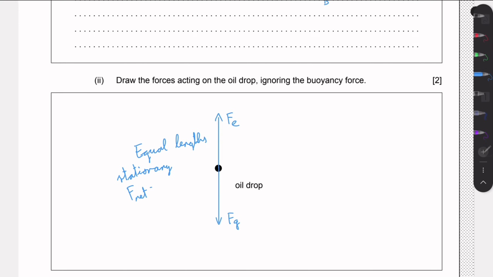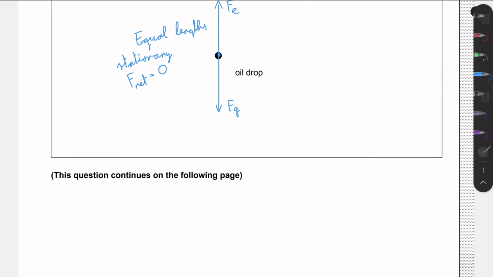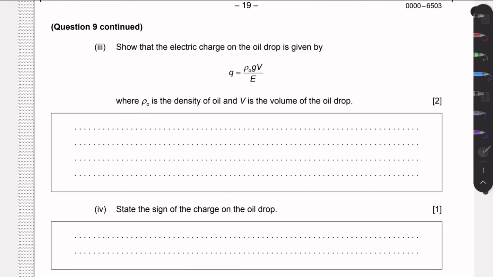F net equals 0, and so they cancel each other out. And this is also the reason why this electric force must be pointing upwards, as if it would be pointing downwards, then there would be no way for these two forces to cancel each other out, to balance one another. And then we need to show that the electric charge on the oil can be given by this relationship.